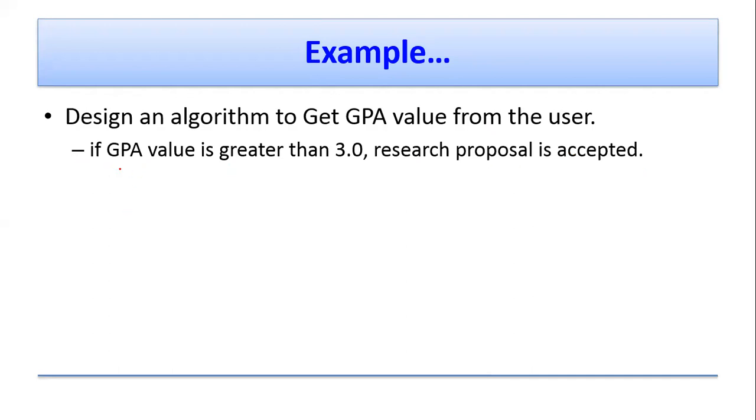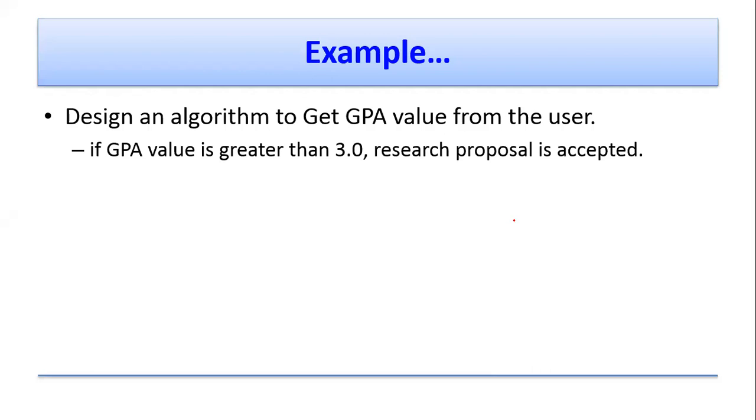So it's: if GPA value is greater than 3, the research proposal is accepted. Otherwise, the research proposal is not accepted. Here, they don't mention the otherwise statement. They mention only that if GPA value is greater than 3, then the research proposal is accepted. Simply, we can say if your marks are greater than 50, you pass. Likewise, the condition is marks is greater than 50.